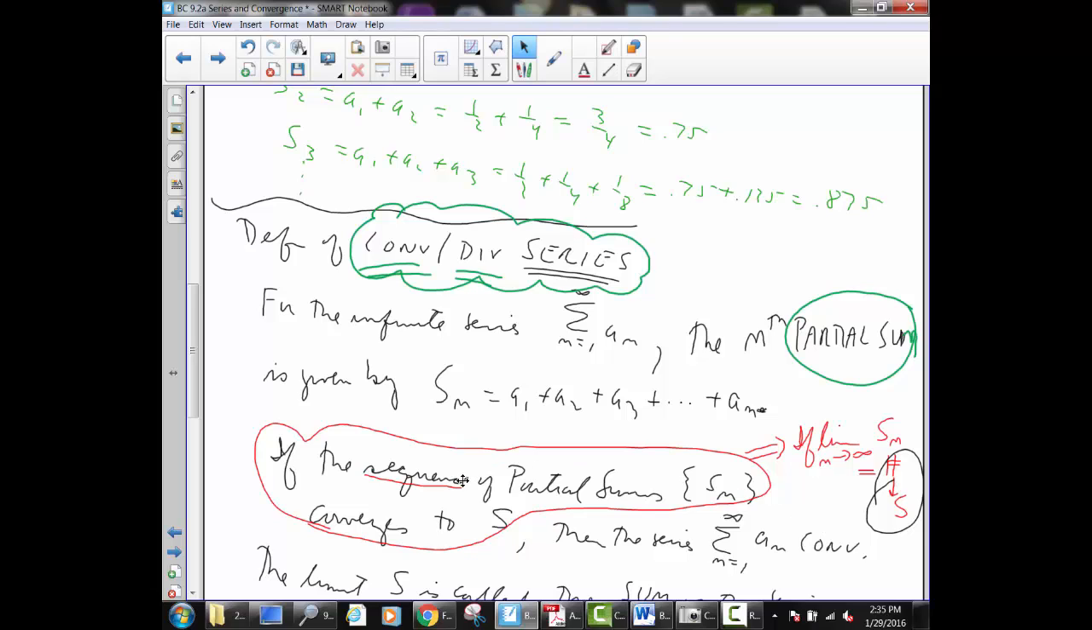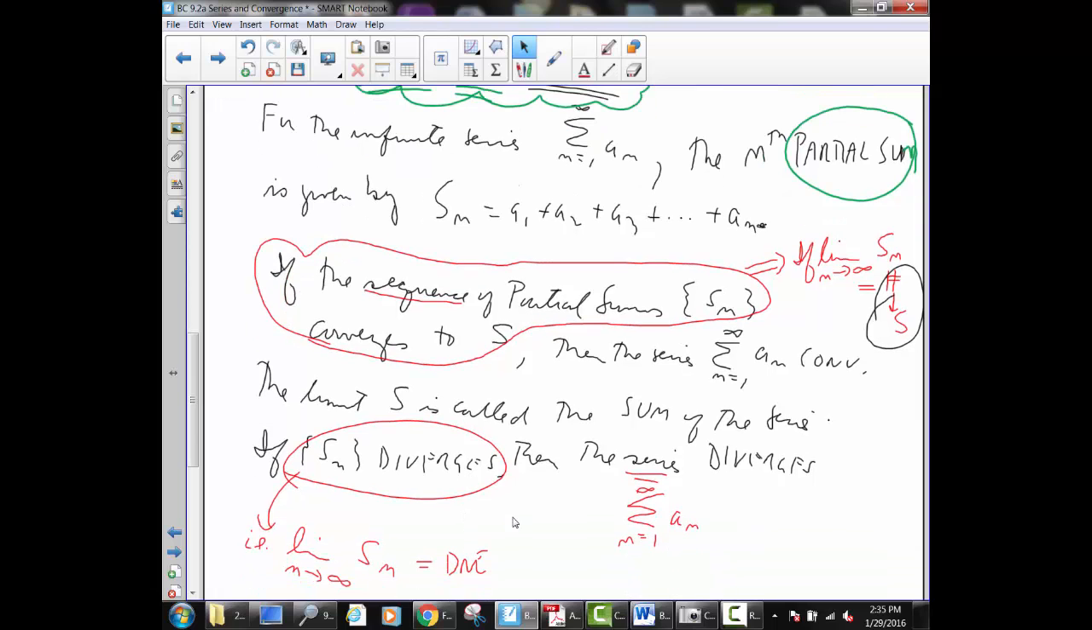So remember, it is a sequence. So if we talk about the convergence of a sequence, that means if the limit as n goes to infinity of Sn equals a particular number, then that number we're going to call S. The limit S is called the sum of the series. If Sn diverges, then the series diverges.